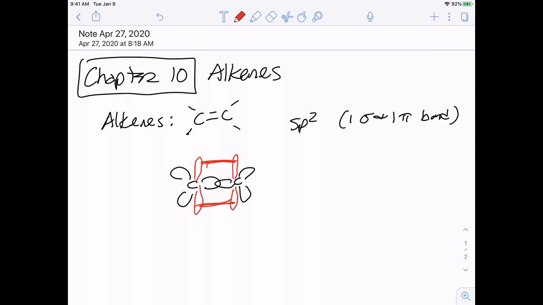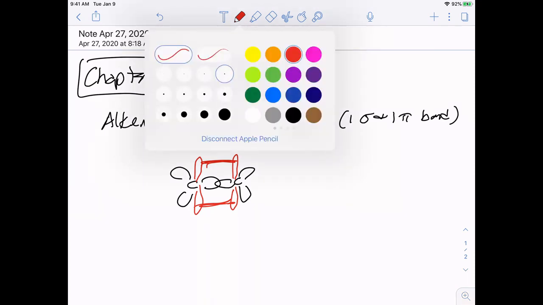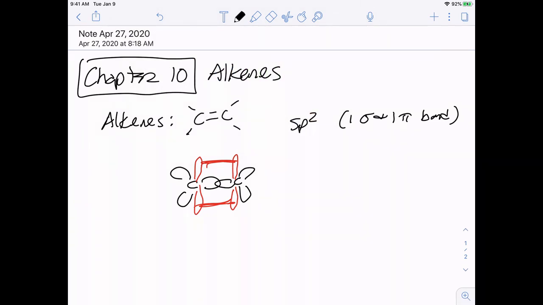Because of that, it lacks free rotation. Remember, with a sigma bond, if I have something that's sp3 hybridized, they only overlap in one spot, and I have rotation around that bond. Because of that pi bond, I don't have free rotation. So there's restricted rotation.